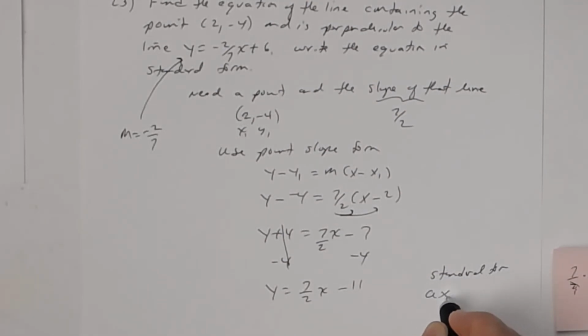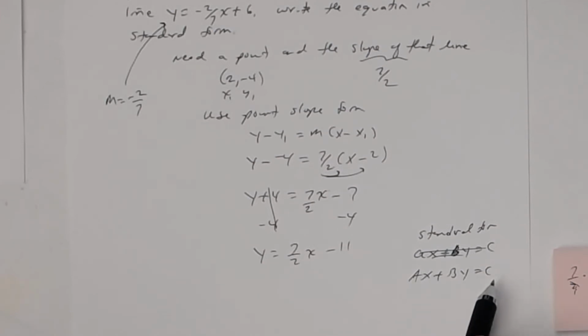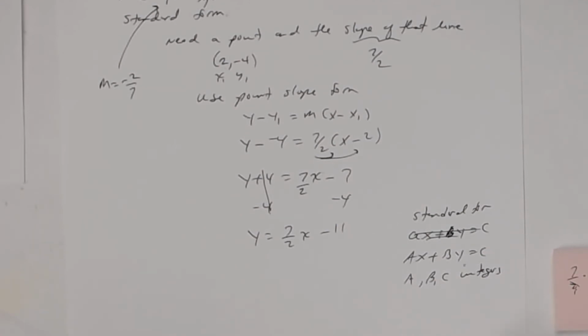It's where you have ax plus by equals c. So ax plus by equals c, where you have all the variables on one side, the constants on the other. And the other thing is that you want a, b, and c to be integers, so you don't want any fractions involved. Notice I have a fraction here. So what I'm going to do next is multiply both sides by 2 to get rid of that denominator 2.